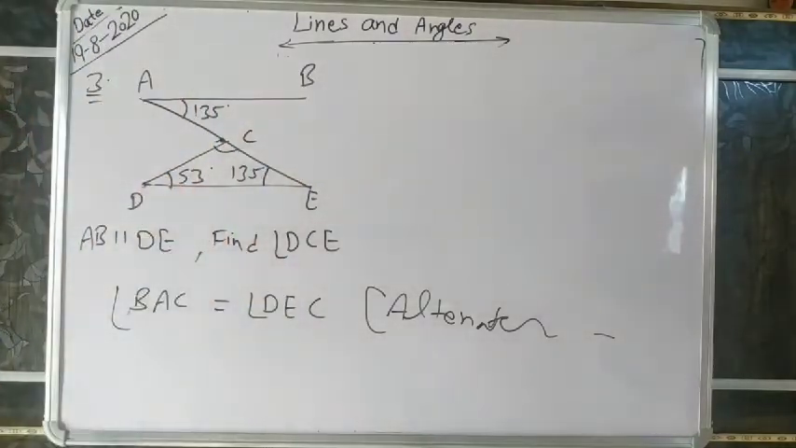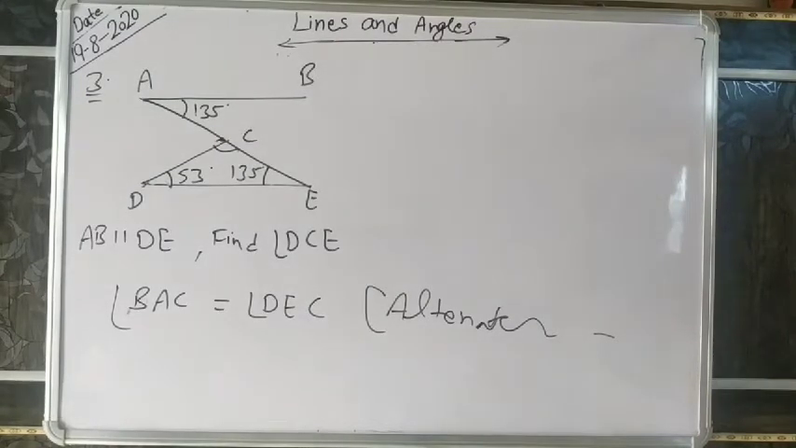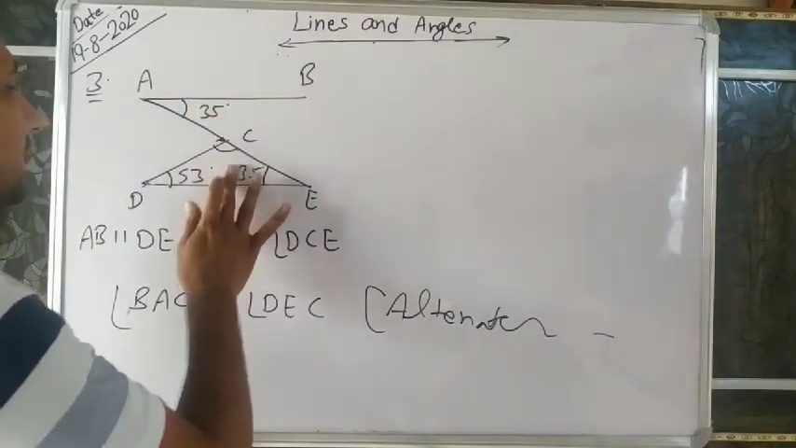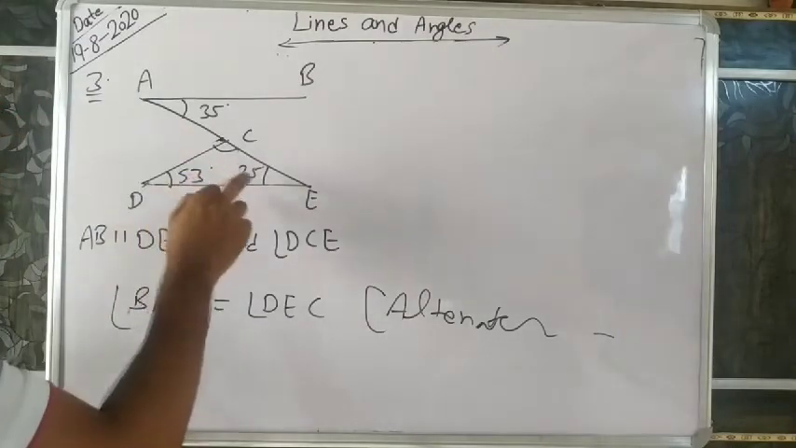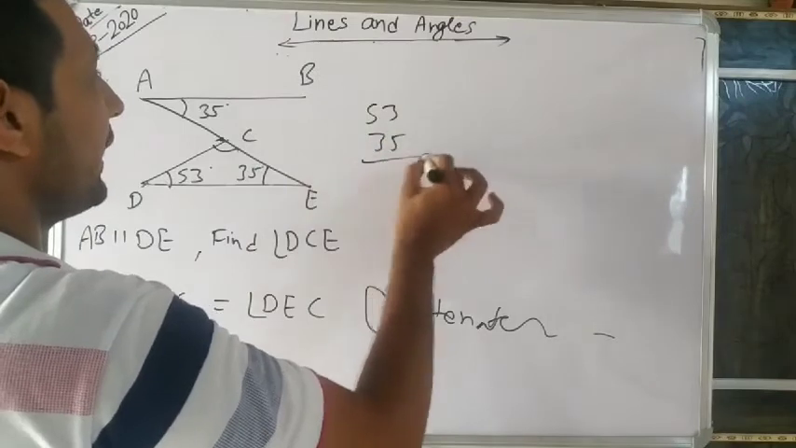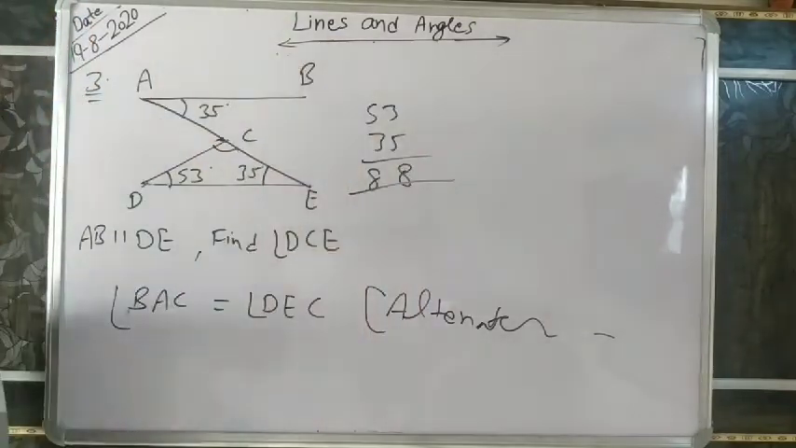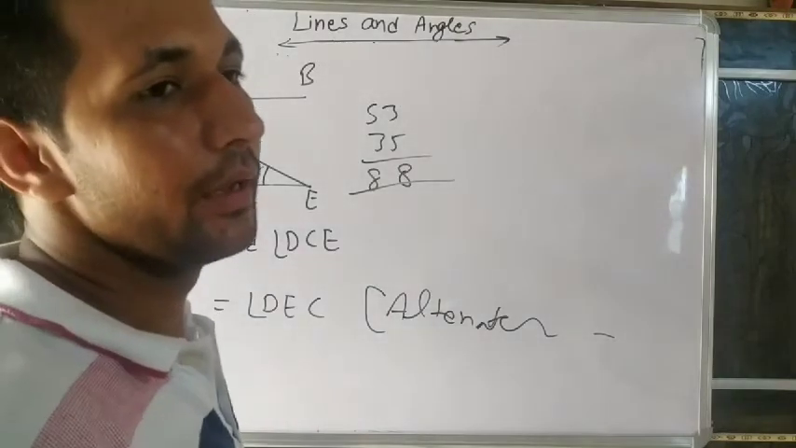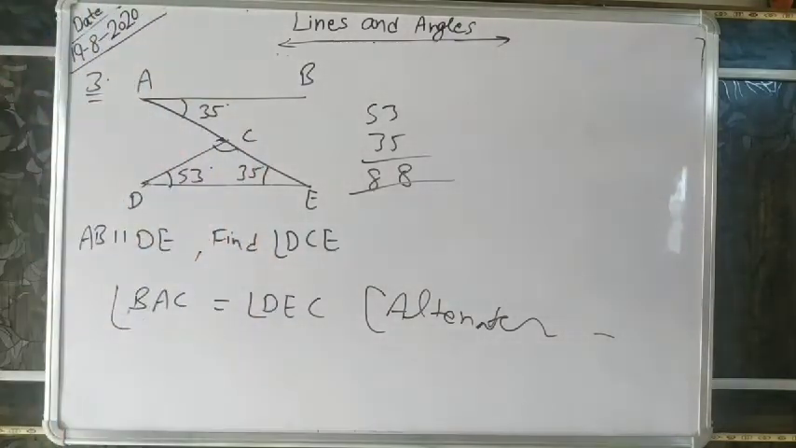How much will it come? 135 plus 53. No, sorry, it is 35. It is 35. So 53 plus 35, 8 plus 8, and subtract 88 from 180. How much comes? 92 degrees. Understand it? So do this question yourself.